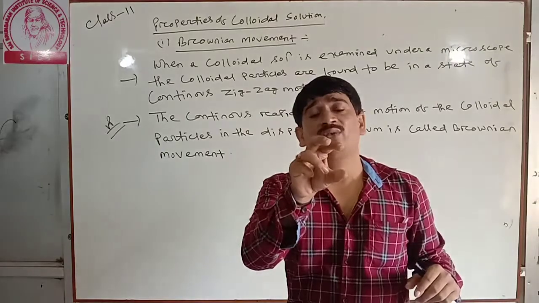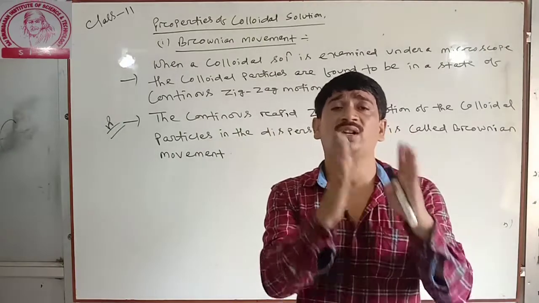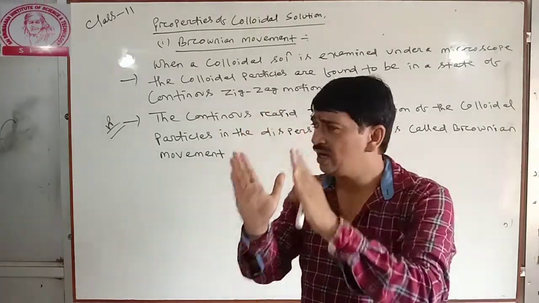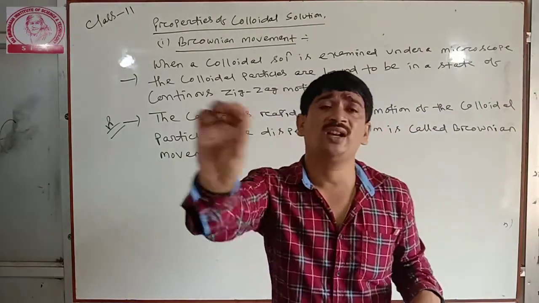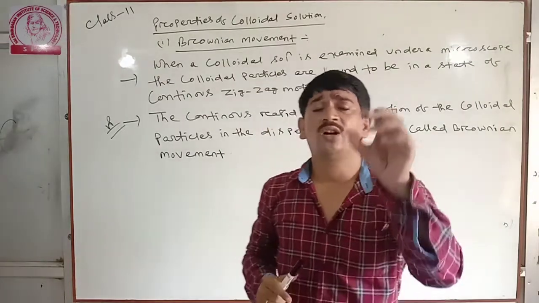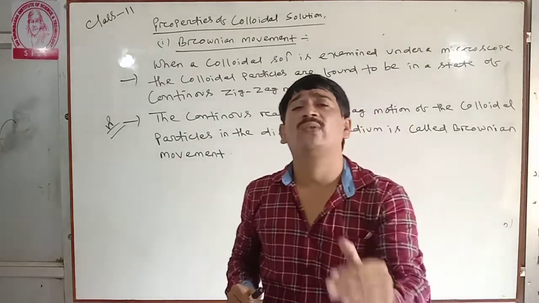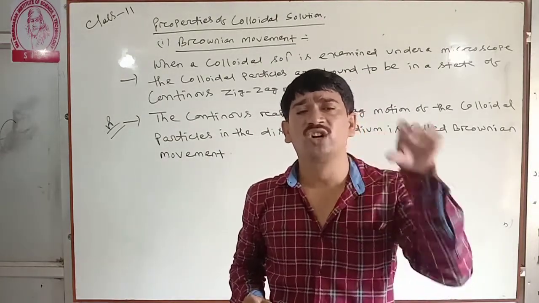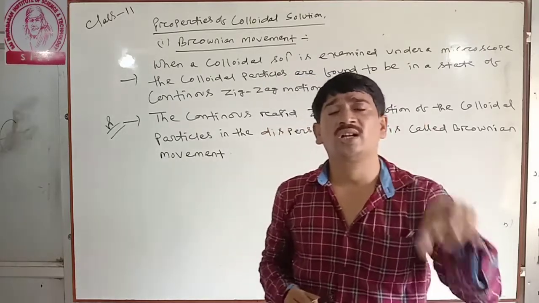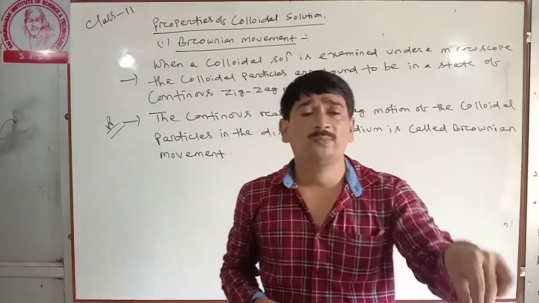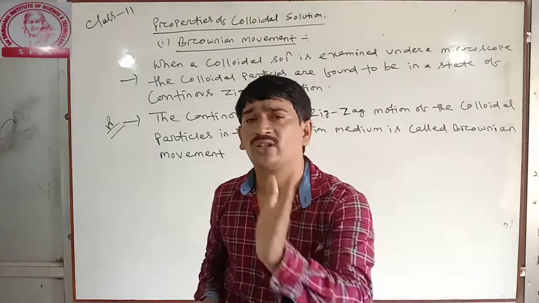A colloidal solution consists of dispersed phase and dispersion medium. The smaller component, the component which is present in smaller amount, is the dispersed phase. The component present in larger amount is the dispersion medium, just like the solvent in a solution. A solution consists of solute plus solvent. The smaller component is solute, the larger component is solvent. Similarly, a colloidal solution consists of two components: dispersed phase and dispersion medium. The smaller component is the dispersed phase, the larger component is the dispersion medium.